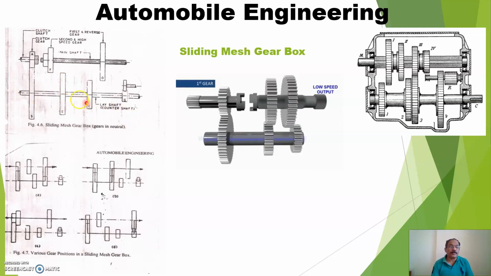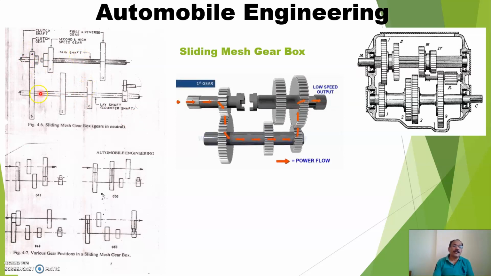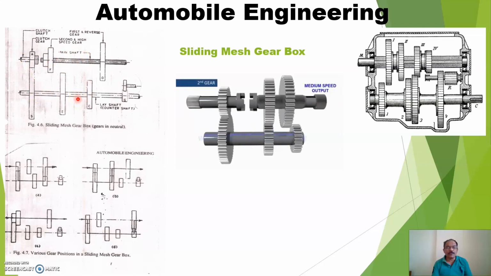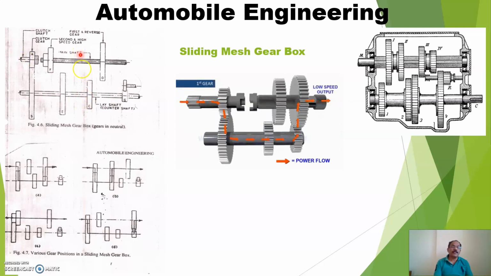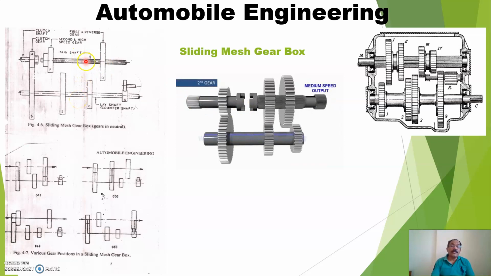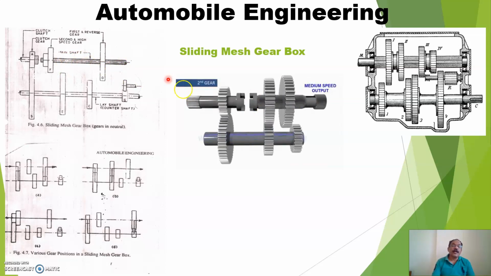So there are three shafts: the clutch shaft, the main shaft and the lay shaft. In every gearbox you will find these three shafts. Now here the main shaft is of spline type. Spline means some linings are there, and these gears are fitted on this spline so that the gears can be moved from one place to another.